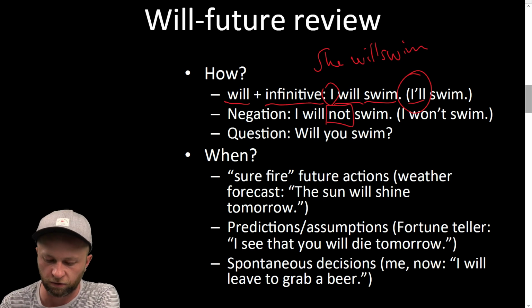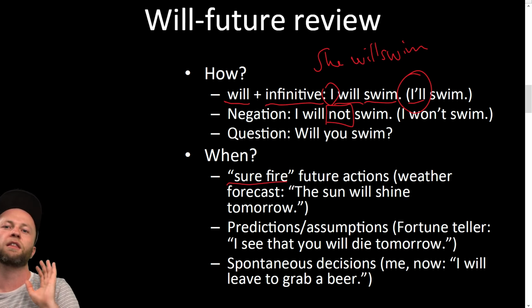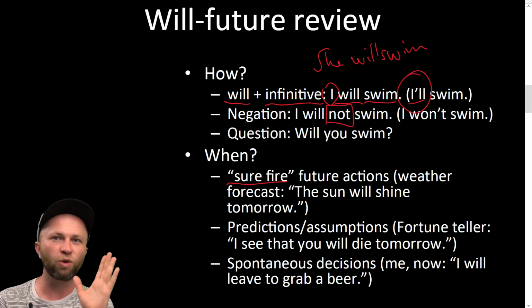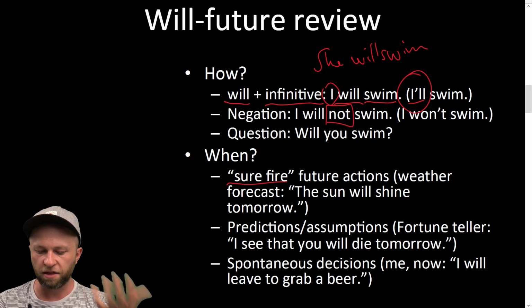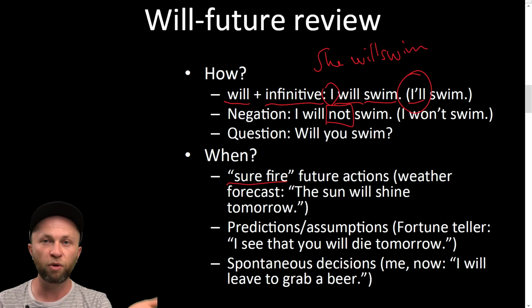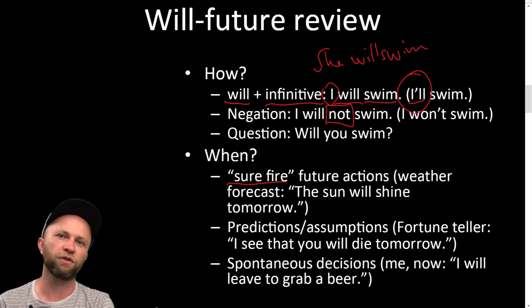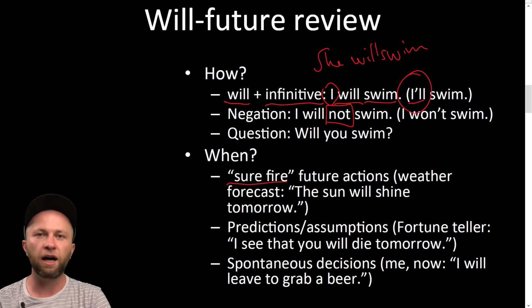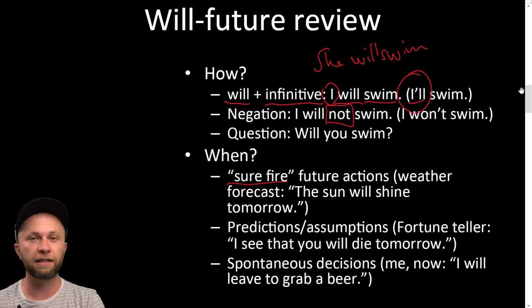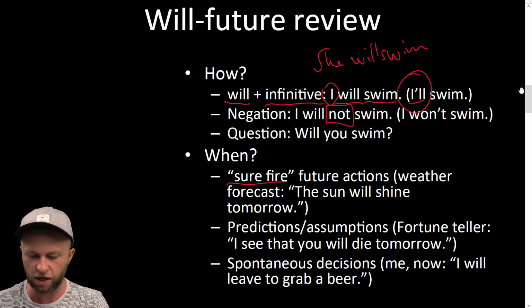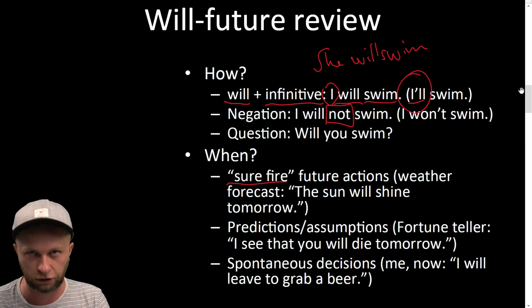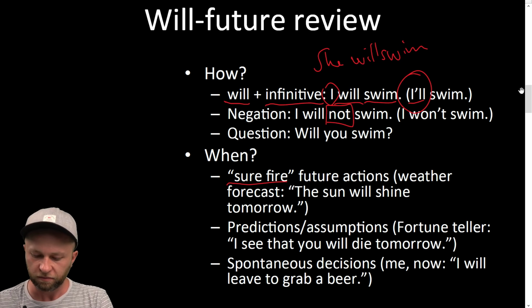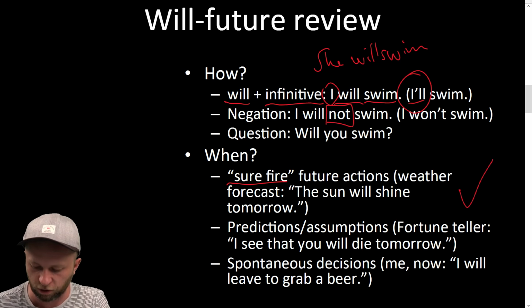The will future is used for surefire future action. So something that is absolutely surely happening in a near future. For example, the weather forecasts, they report the sun will shine tomorrow. So they know because of winds and so on and so forth that the sun will shine tomorrow. And yes, it will shine tomorrow. It's going to be hot again. It will be hot tomorrow. So something that happens for sure.